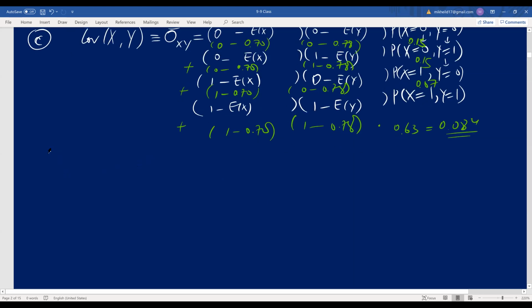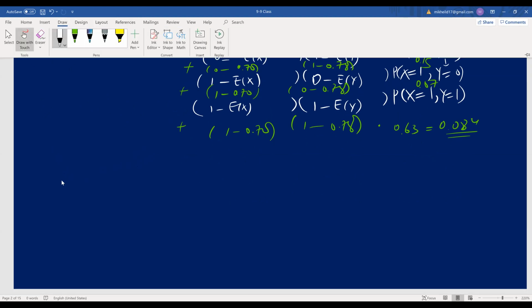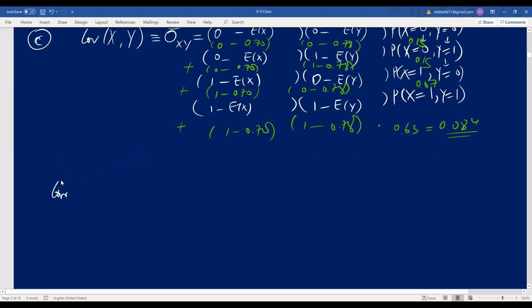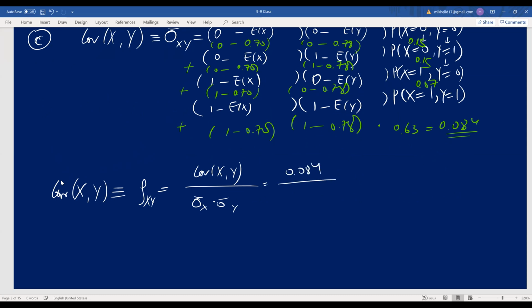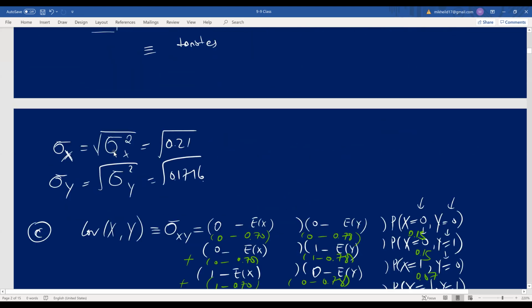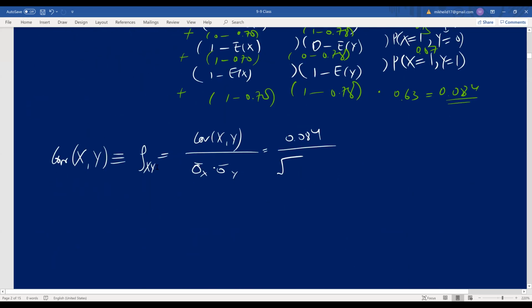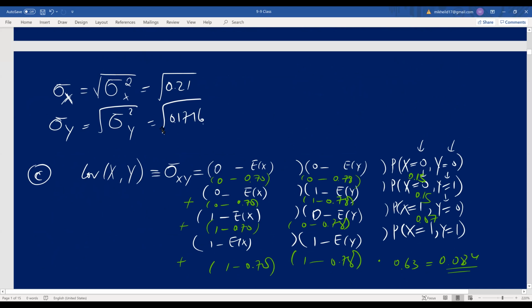And then if you want to calculate the correlation coefficient between x and y, then what you do is just this. This is also denoted by rho of xy. This is defined as covariance between x and y divided by sigma of x times sigma of y. So this will be 0.084 over the square root of 0.21 times the square root of 0.1716, because I have not calculated sigma of x, but I have this, right?